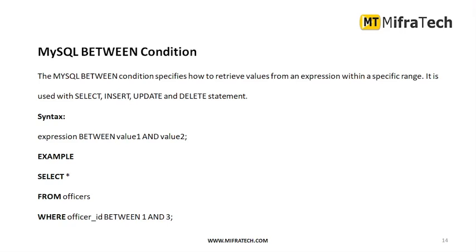Next, the MySQL BETWEEN condition. The BETWEEN condition specifies how to retrieve values from an expression within a specific range. You can see the example and understand it easily. The syntax: expression BETWEEN value1 AND value2. We have to give a range to select within. SELECT * FROM officers WHERE officer_id BETWEEN 1 AND 3. It will display 1, 2, 3.